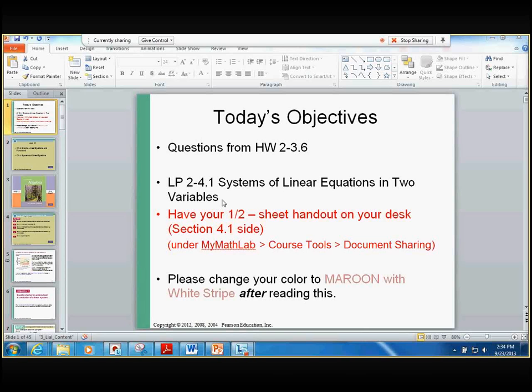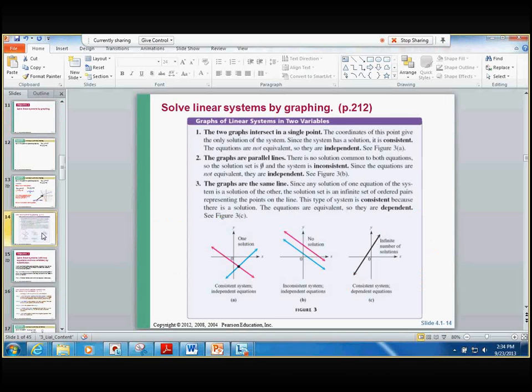Okay, when you're learning the next section, have your half sheet out. It's under my MathLab course tools document sharing. It was on the other side of 3.3. It's basically going to look like this. So have that out. I will refer to it, or it's on page 212.